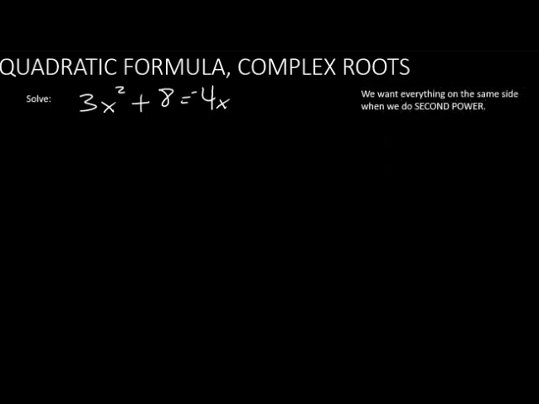Therefore, we will take the negative 4x from the right and move it left. When we move the negative 4x, it will become positive 4x. And our equation will become 3x squared plus 4x plus 8. We'll say this is equal to 0 on the right. Now let's go to the quadratic formula.